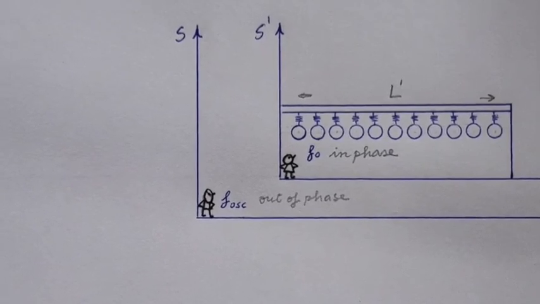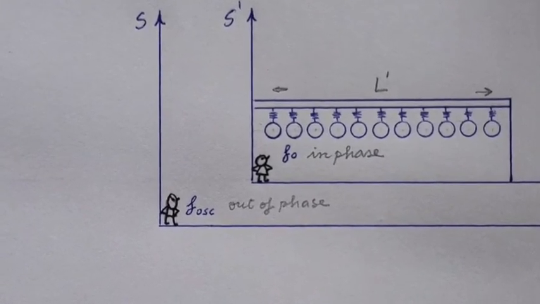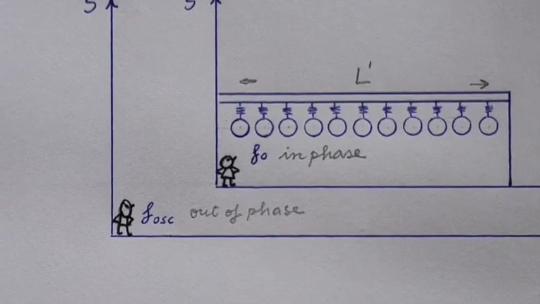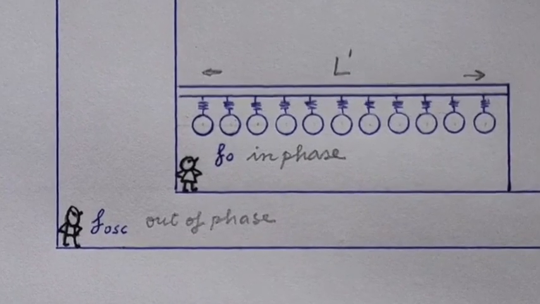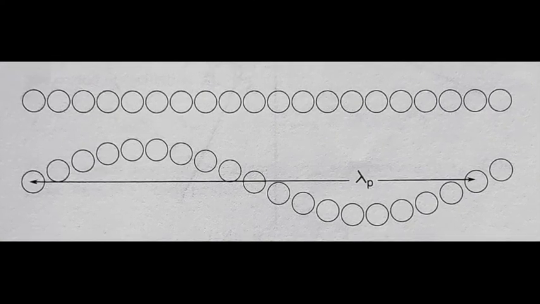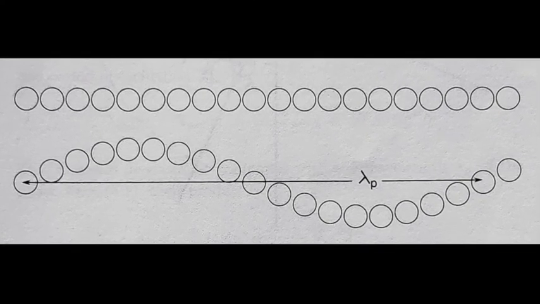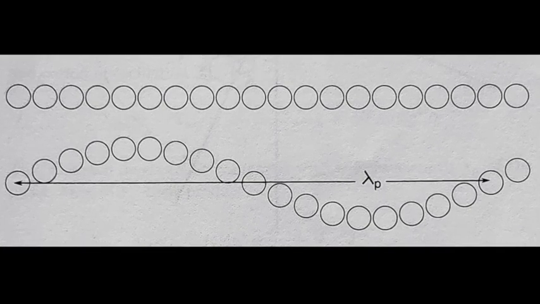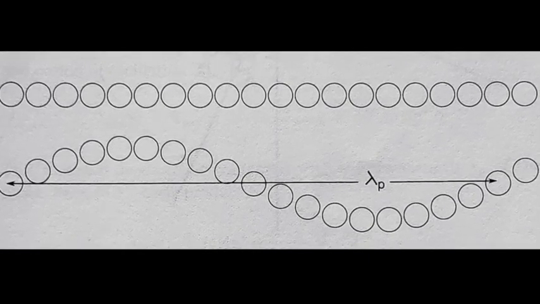However, these same oscillators, when observed from the platform, are seen to oscillate in slow motion due to the time dilation, and also they are seen to move with a certain out of phase due to the relativity of simultaneity. This out of phase situation, observed from S, generates a phase wave with a well-defined wavelength lambda sub p.